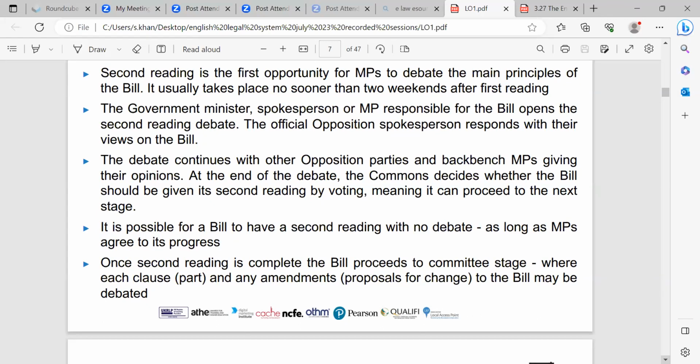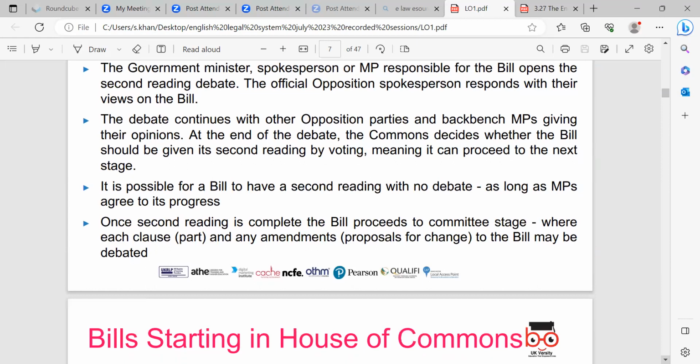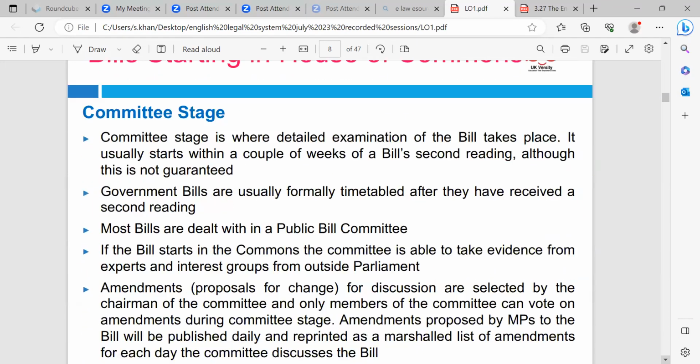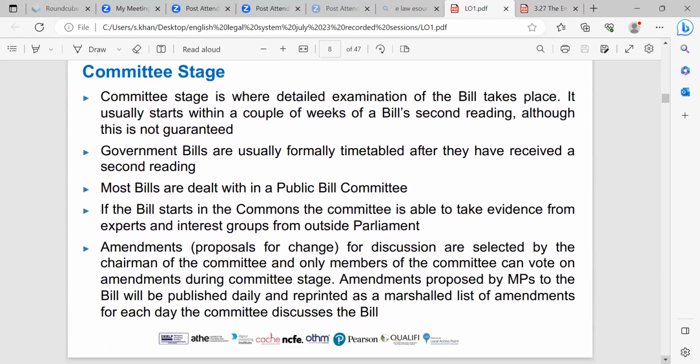Once second reading is complete, the bill proceeds to committee stage, where each clause, which is part of the bill, and any amendments, which are proposals for change to the bill, may be debated. We've got the committee stage at the House of Commons now, which is where detailed examination of the bill takes place. It usually starts within a couple of weeks of a bill's second reading, although this is not guaranteed.